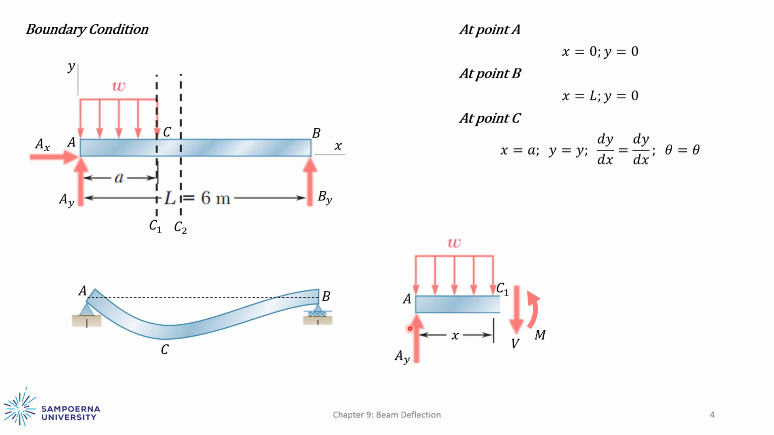Next, we do the same thing for the right section, which is section BC2, because we look at it from the right side. So the FBD of this will look like this. Then the distance from B to C2 becomes L minus x. The section contains the boundary condition at point B only. Next, we will derive the elastic curve equation for each section.